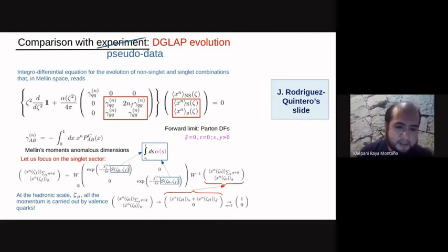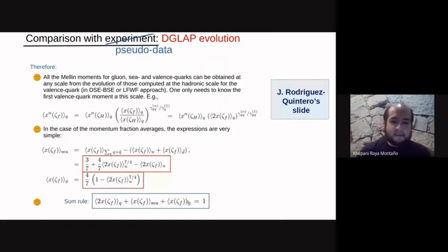Now, if we use the hadron scale, the scale at which all the momentum is carried by the valence quarks, we can find a particular solution for this system of equations. And the solution is given by this vector. This vector means we have no gluon content. All the momentum fraction is carried by the u and the d quark in the Pion. And if we plug this into our equations, what we get is this expression for the momentum fraction of the valence.